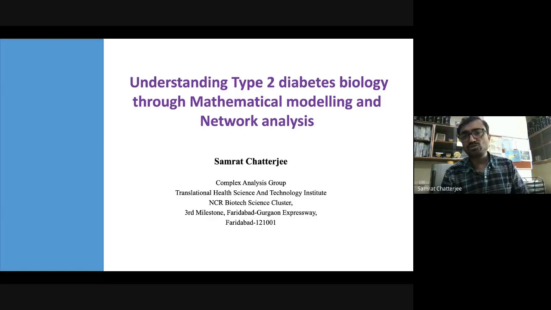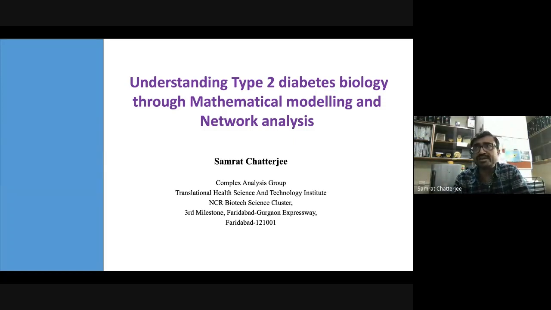So I chose for today's presentation type 2 diabetes biology. I will not only tell you what we have done in terms of mathematics or computation, but actually what it means in the real field, because some of these results have already been experimentally validated and taken forward. This is why I chose this field.